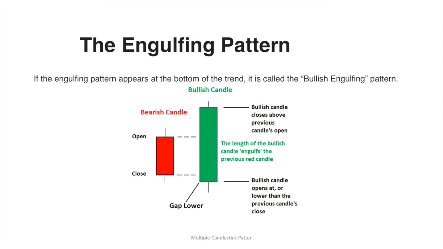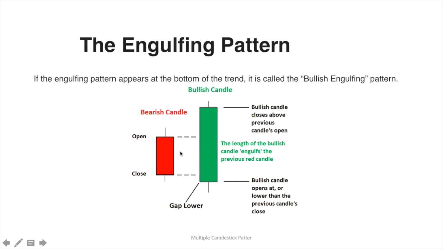What do you mean by bullish engulfing pattern? If the engulfing pattern appears at the bottom of the trend, the first candle is a red candle and the second candle is a bullish candle. As shown in the figure, on day 2 we have a gap lower, meaning the open of your second candle is lower than the close of the previous candle, and the close of the bullish candle is higher than the open of the previous candle. So this is called engulfing.